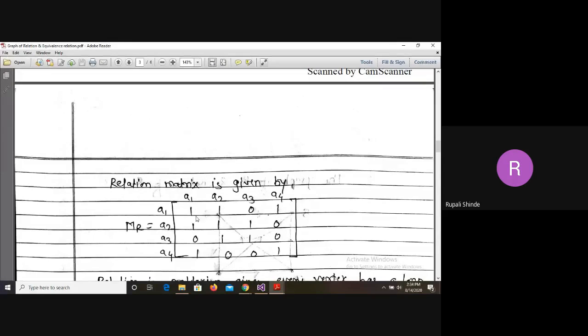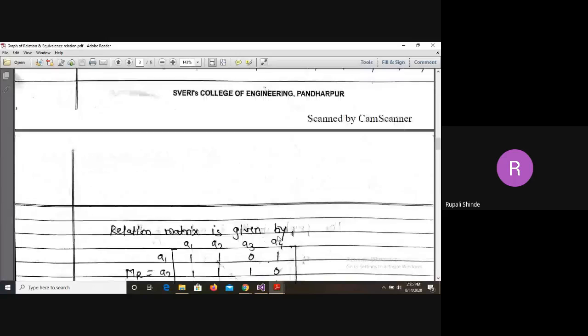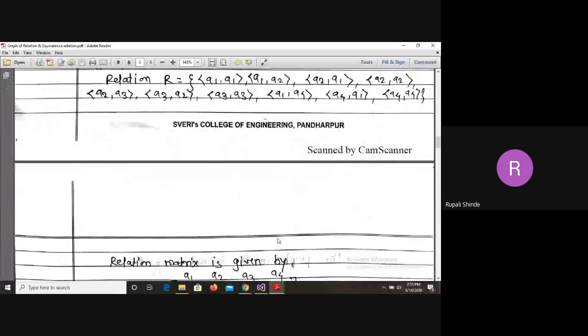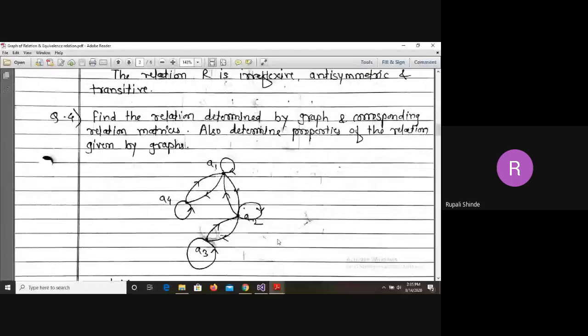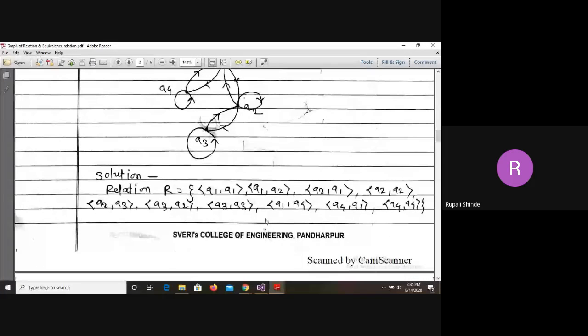Now for A2: A2, A1 is there, A2, A2 is there, A2, A3 is there, so we mark 1. For A3: A3, A2 is there, A3, A3 is there, and for A4: A4, A1 and A4, A4 are there. So we mark 1. And for the rest of the places we mark 0, because those pairs are not present in the given relation R. Now the next question is, what are the properties satisfied by this relation? Tell me, what are the properties satisfied by this given relation?